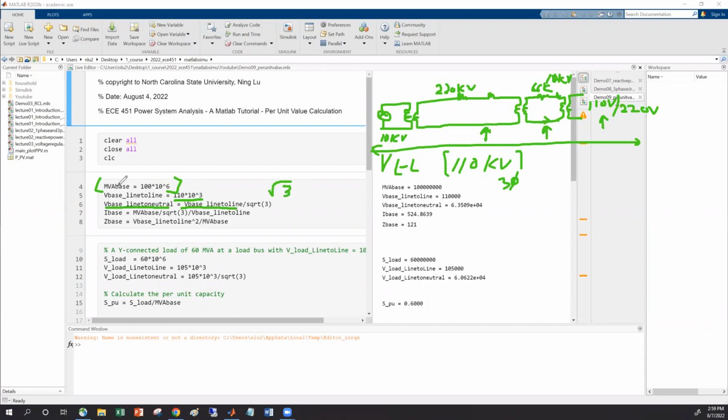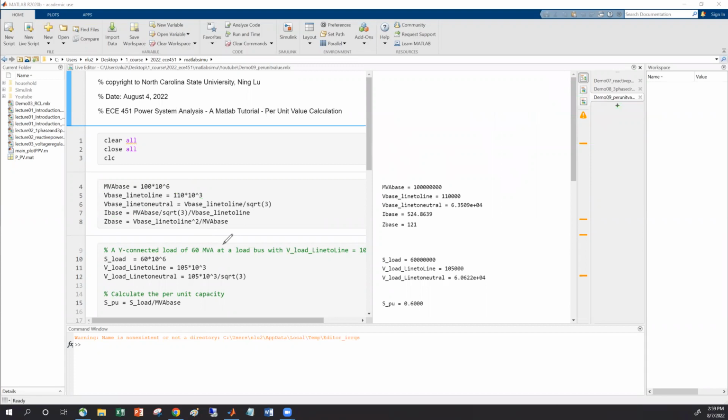Once we have the MVA base, the complex power, and the voltage, we can compute the current base. The current base for a three-phase system is the MVA base divided by square root of 3 and divided by the line-to-line voltage, okay? For the Z base, the impedance base, we can use the line-to-line voltage, squared, divided by the MVA base. So this would be the Y-connected impedance. You can compute it this way, okay?